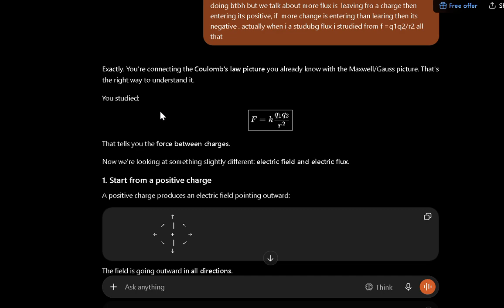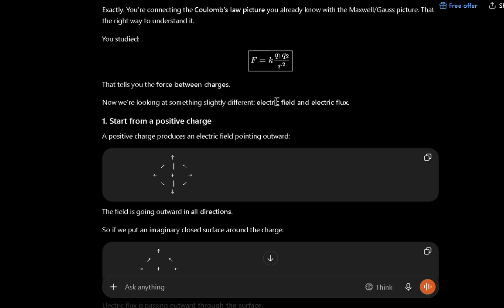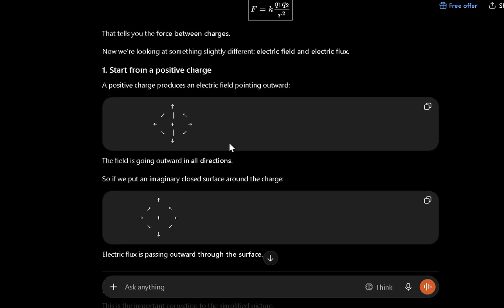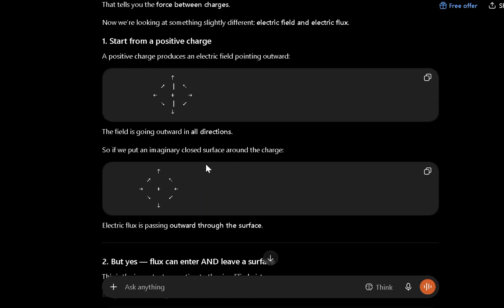Actually, when I studied, first I studied Coulomb's law, then I went to Maxwell's Gauss picture. I started from F equals k q1 q2 over r squared. From there I moved to the electric field, starting with the positive charge. The positive charge produces an electric field pointing outward, going outward in all directions.